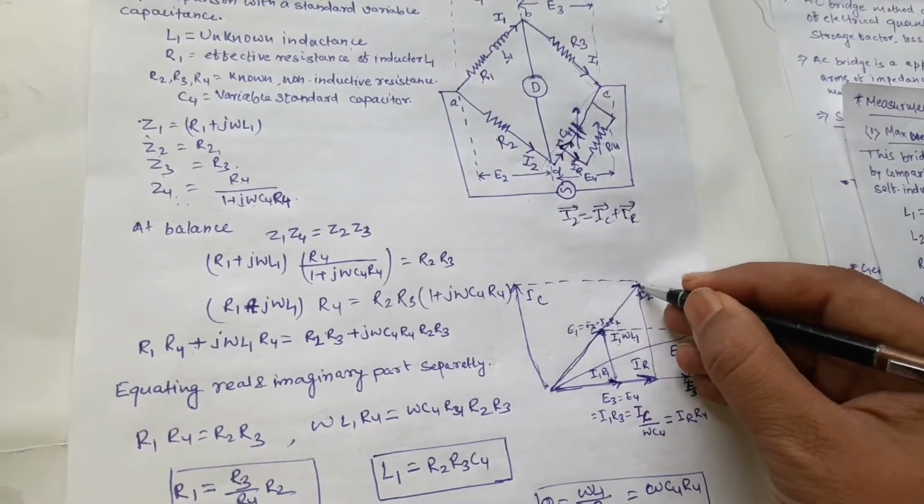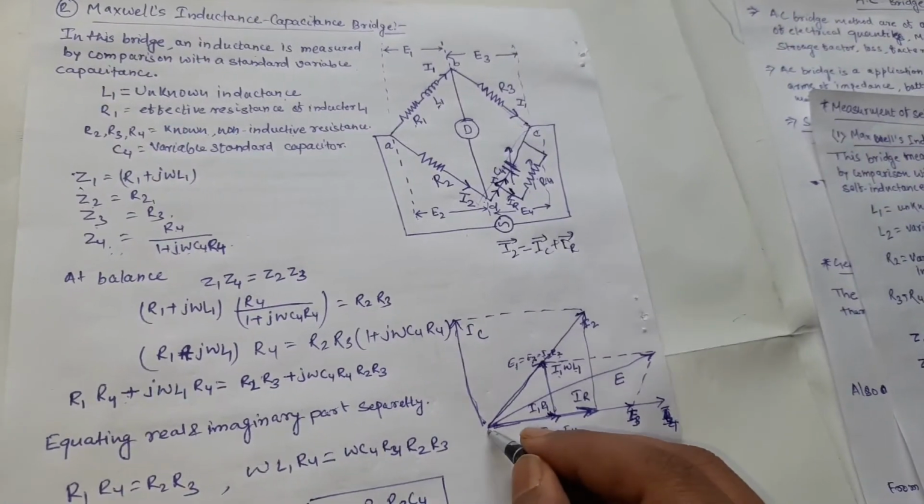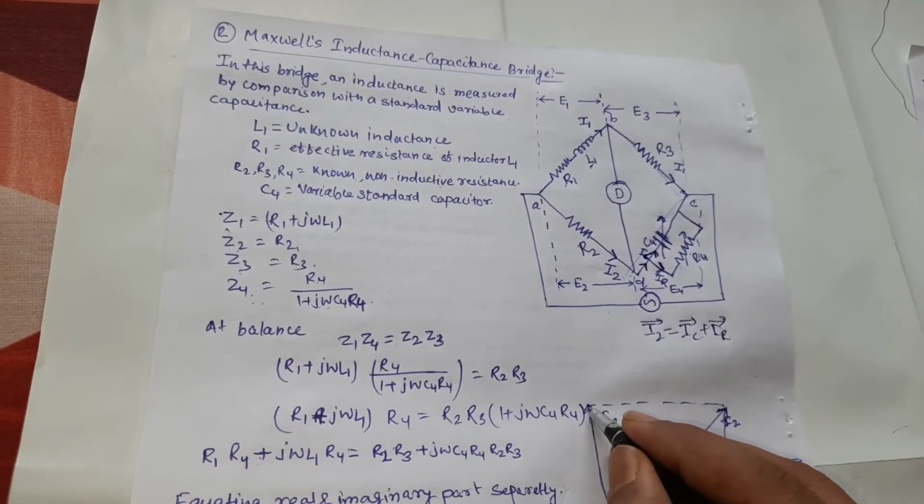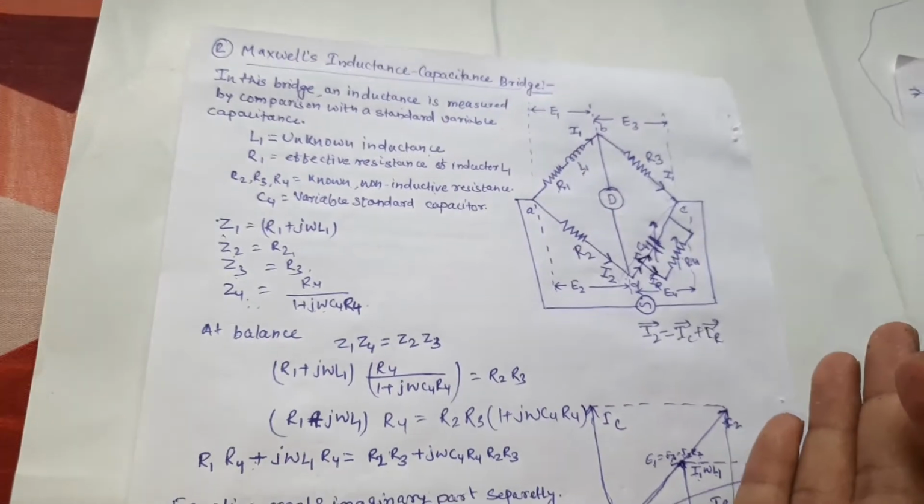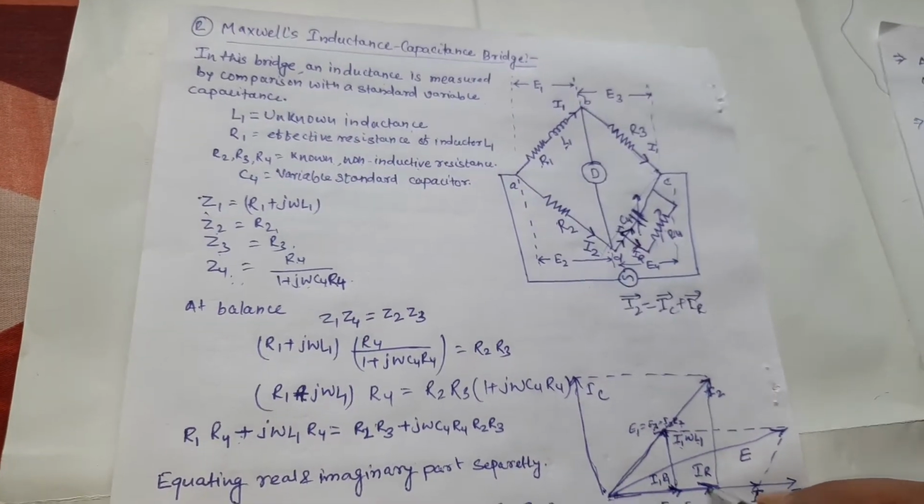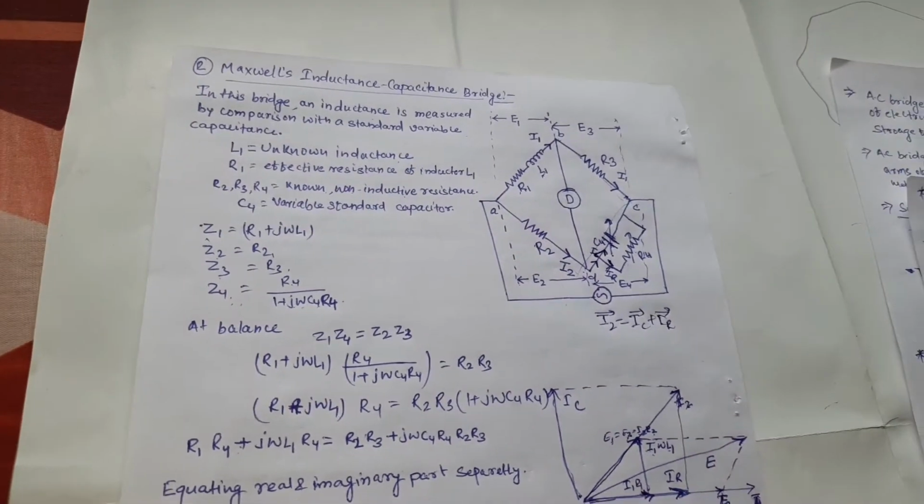So suppose this is I2, and I2 has two parts, IC and IR. IR must be in the same phase, and IC leads by 90 degrees with the IR. So the combination of IC and IR equals I2.